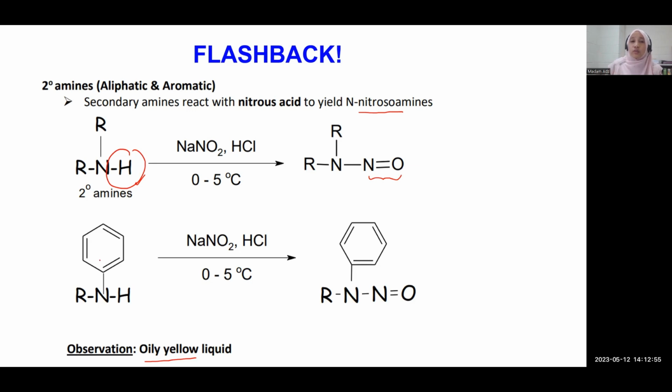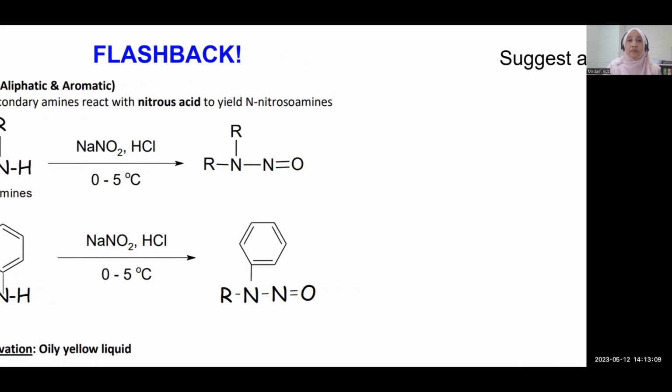Okay, so same goes to the primary secondary amine of the aromatic amines. So dekat bahagian NH ni dia akan jadi NO lah. Okay, nitroso. So you will observe an oily yellow liquid produced from this reaction. So back to the question.